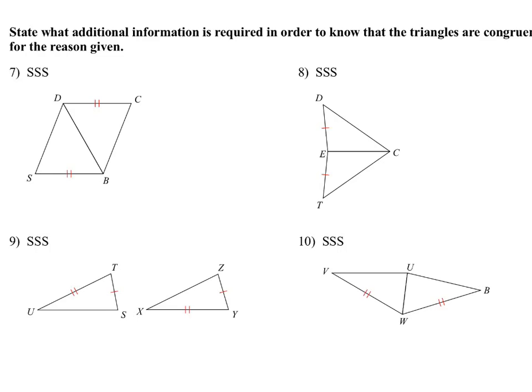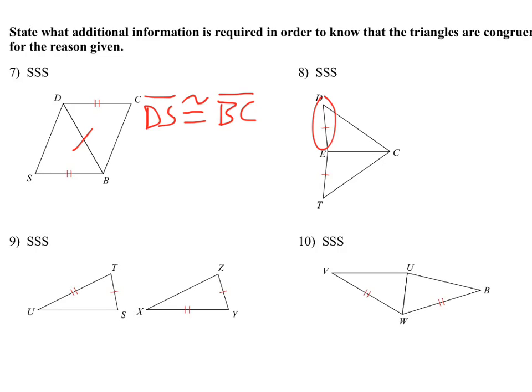When you state what additional information we need in order to have side. So on 7, we know we can add a tick mark in the middle because BD is congruent on both triangles because they share that side. And then we have these top and bottom sides congruent. We need another pair of sides to be congruent, namely this side and this side. And so that's what we're going to write down. We need side DS to be congruent to the side BC. So we need those to be congruent. And you just write that down. That's what we need still.